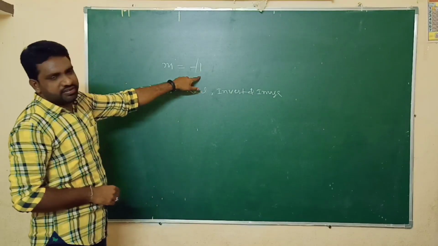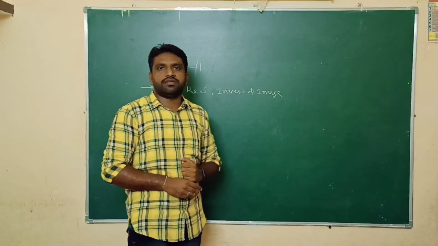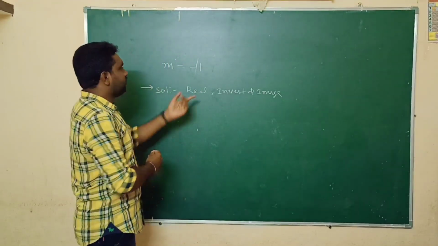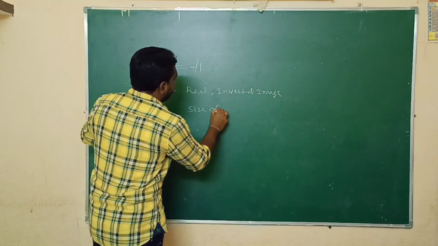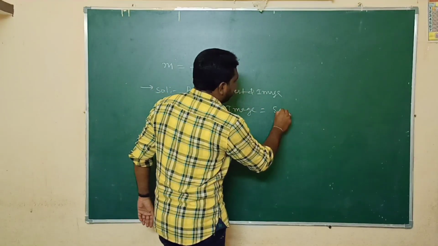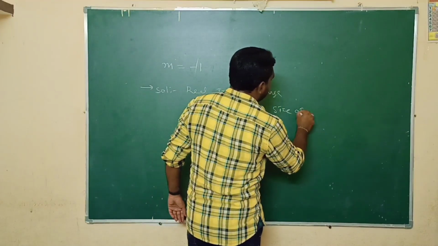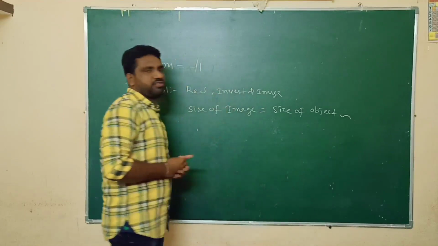Now we have to consider the numerical value. It is exactly 1, m equal to 1. So if we find m equal to 1, what is the conclusion? The size of the image equals the size of the object. So this is the answer for this one.